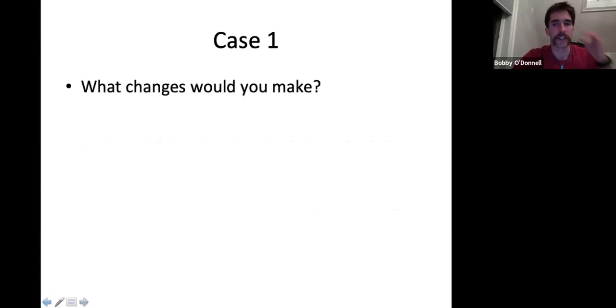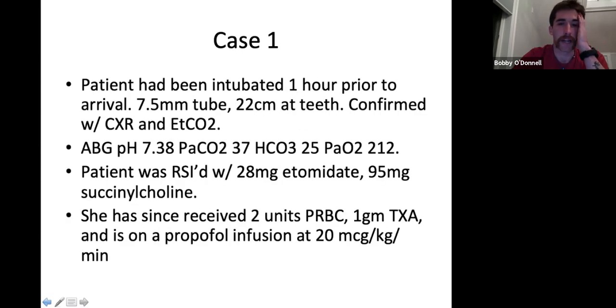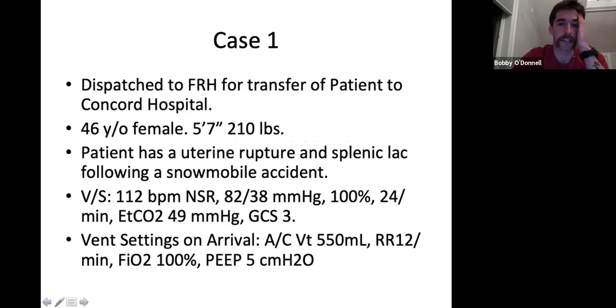So what changes do you think you'd make based on these vital signs and their vent settings, based on this patient and their size? Or what looks abnormal? What's concerning? If anyone wants to speak up.